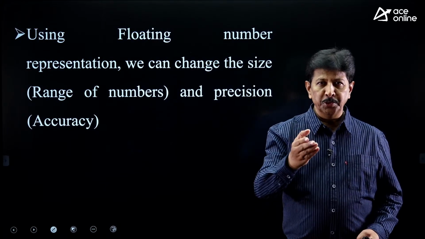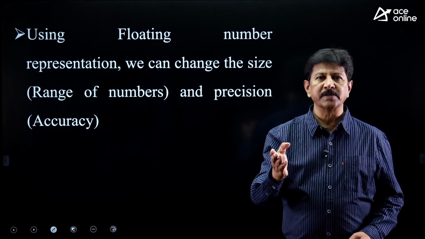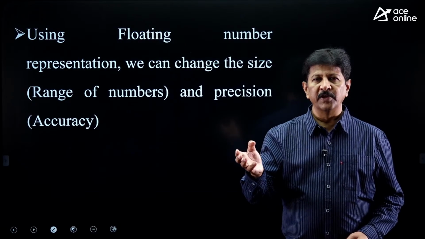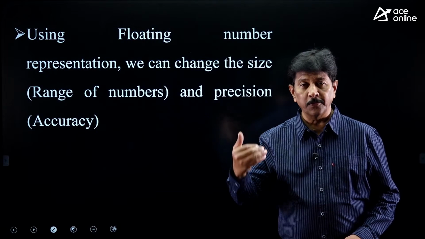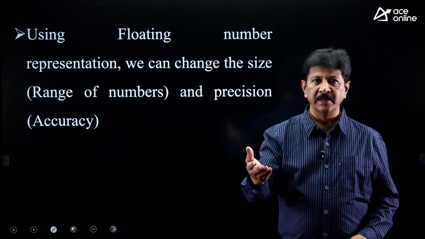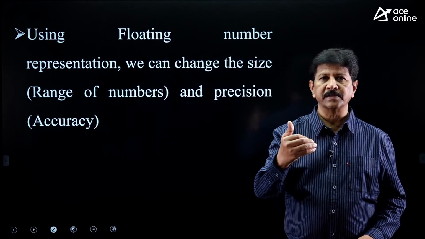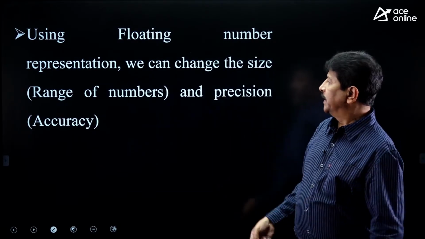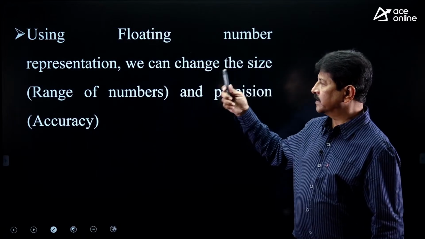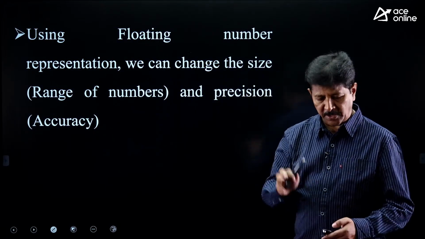I think you would know a digital signal processor; they are available with fixed point as well as floating point. A digital signal processor with floating point is much costlier compared to one with fixed point. So that's the advantage. It increases the range, it increases the accuracy. That is the advantage with this.